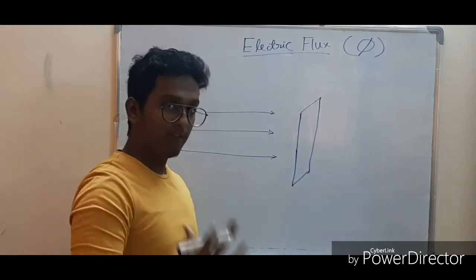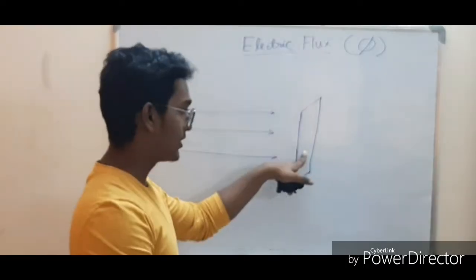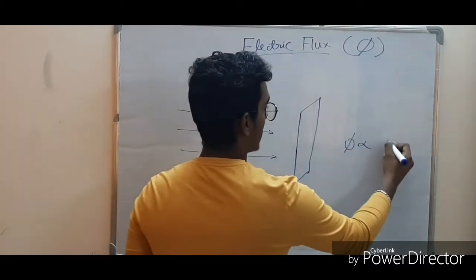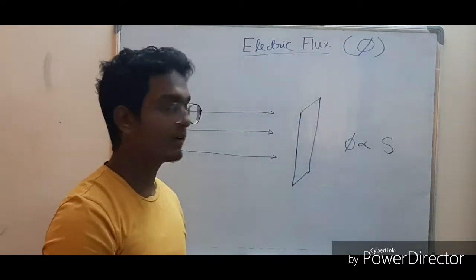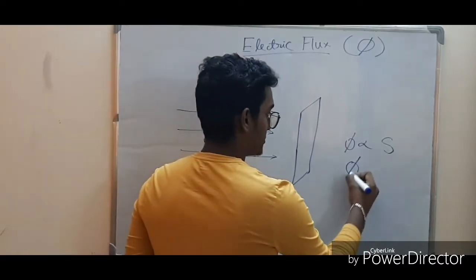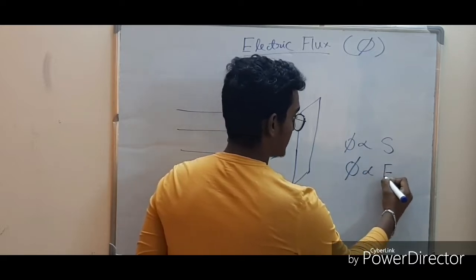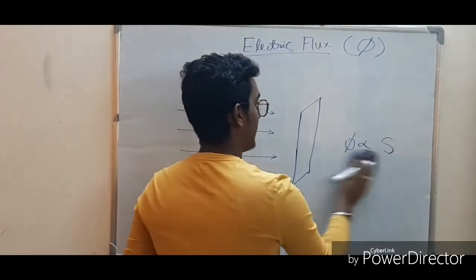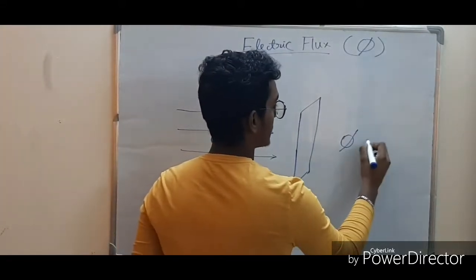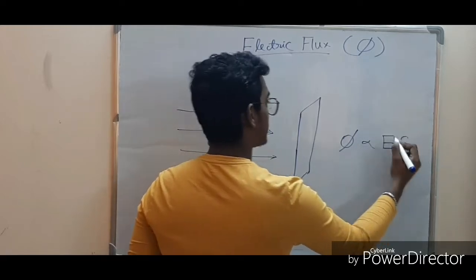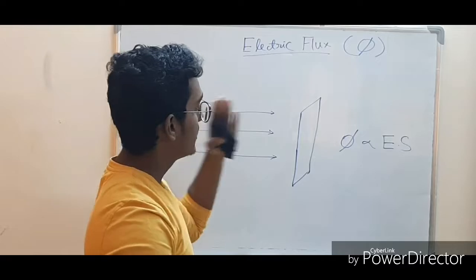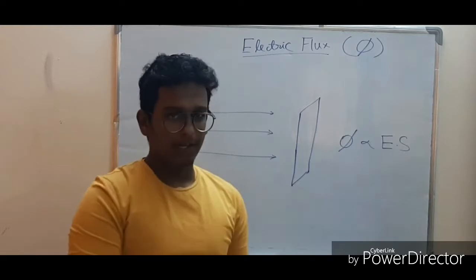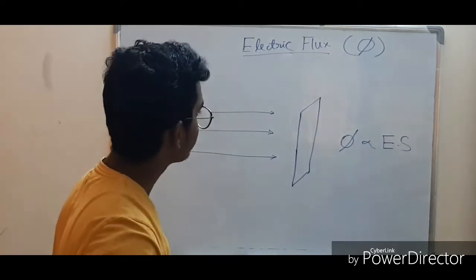Now the electric flux linked with this plane is proportional to the area of this plane, and let's call that S, the surface area. And it is also proportional to the electric field strength. So when you combine these proportionalities, the flux is proportional to ES, that is the product of the surface area and the electric field strength. So now let's try to make a quantitative representation out of this.